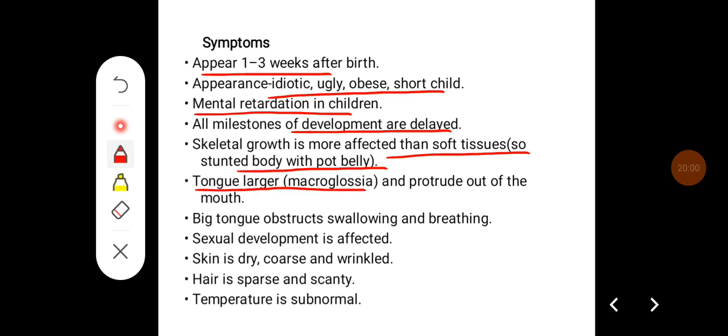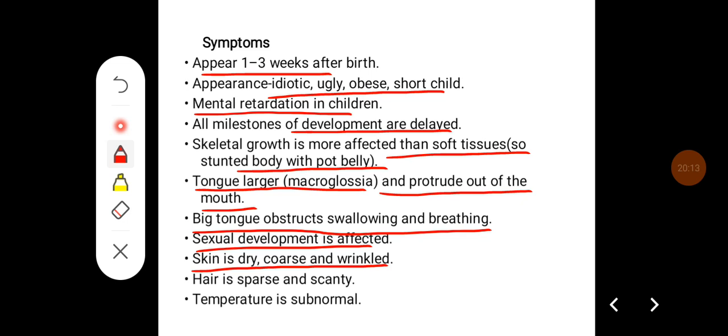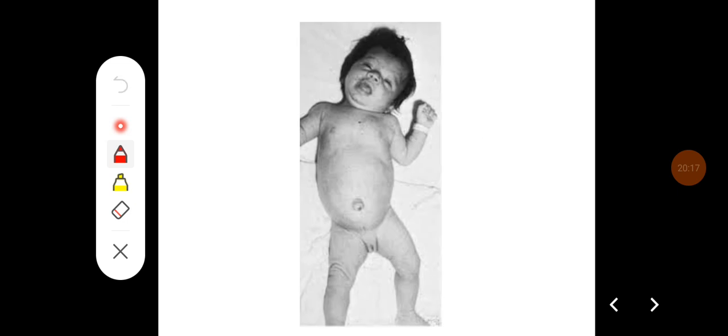The tongue is larger, which is called macroglossia, and protrudes out of the mouth. A big tongue obstructs swallowing and breathing. Sexual development is affected. Skin is dry, coarse, and wrinkled. Hair is sparse and scanty. Temperature is subnormal in them.